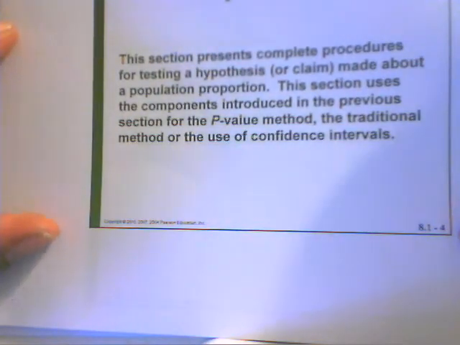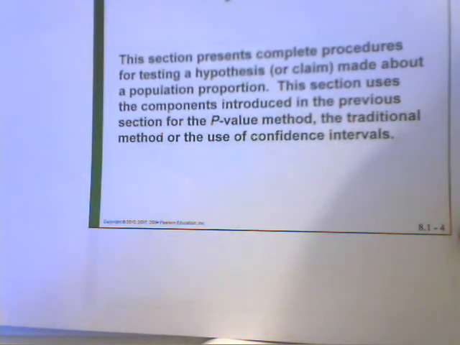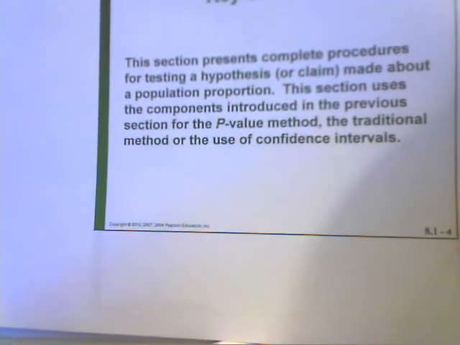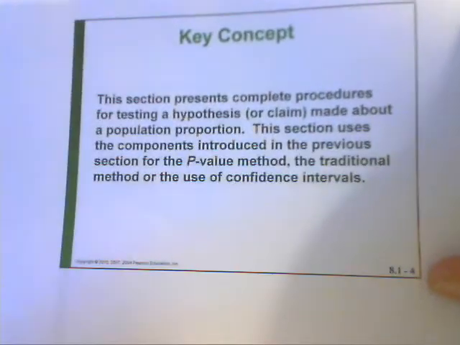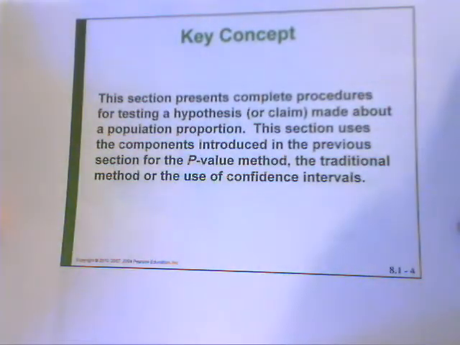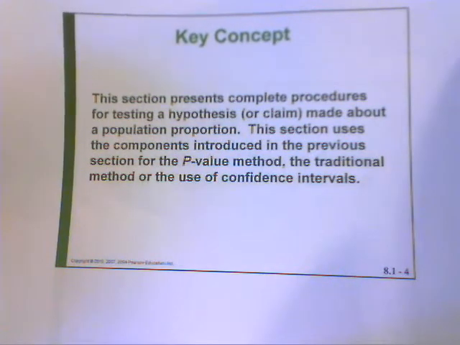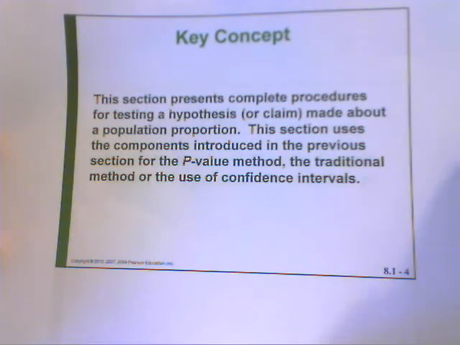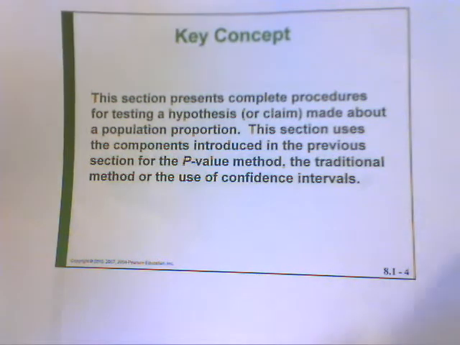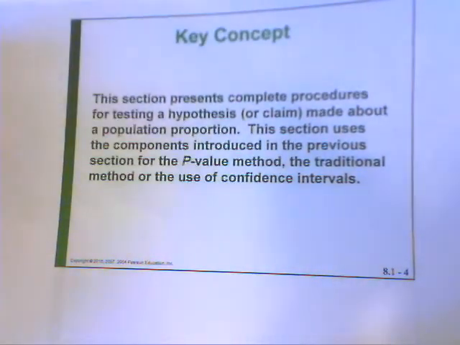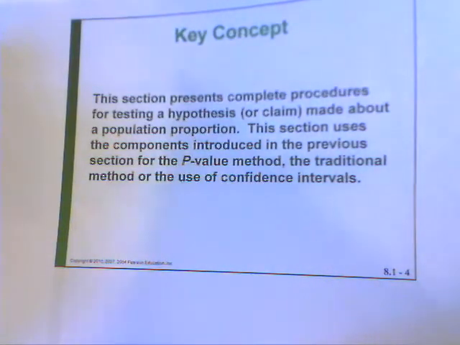And this section does present the complete procedures for testing a hypothesis or claim made about a population proportion. And this section uses the components introduced in the previous section for the p-value method, the traditional method, and the use of confidence intervals. Now, we're only going to be dealing with the p-value method and the traditional method when we're dealing with the hypothesis testing in regard to the claim made about a population proportion.